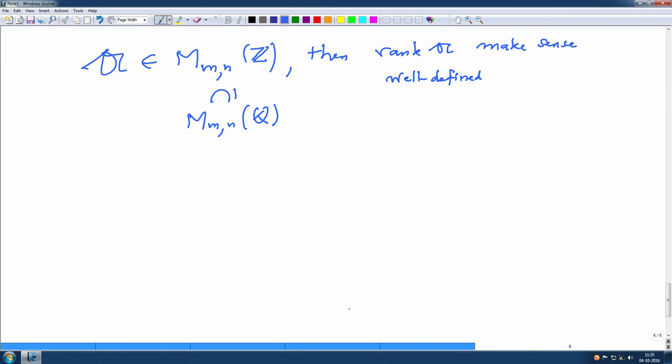Okay. So this rank is also nothing but the dimension over Q of the column space of A, which is also the same as the row space.